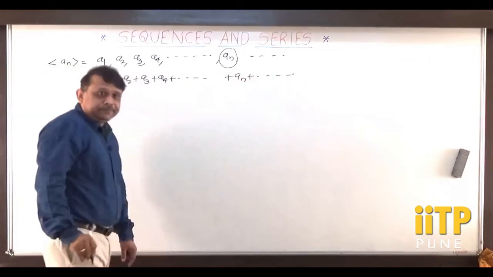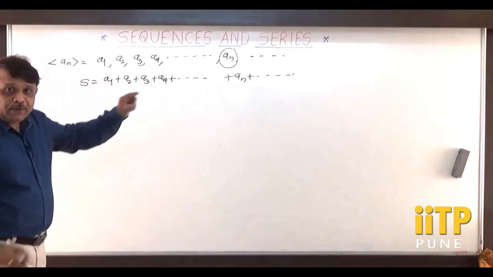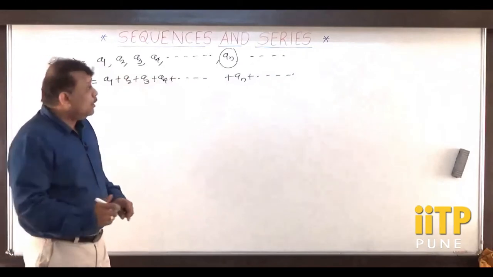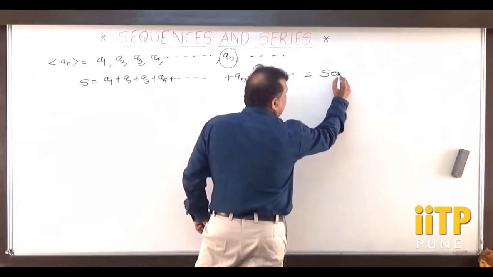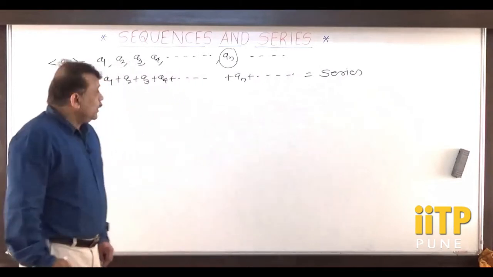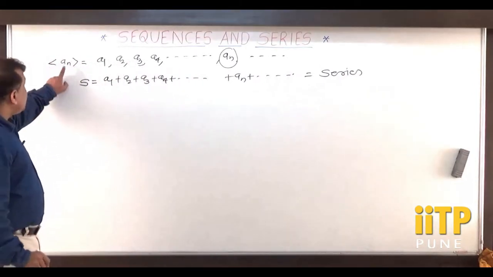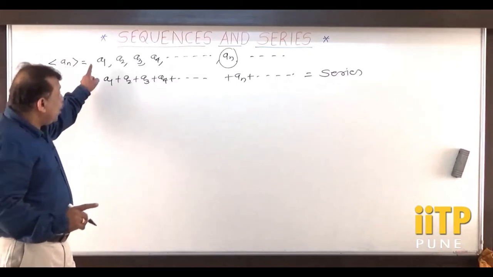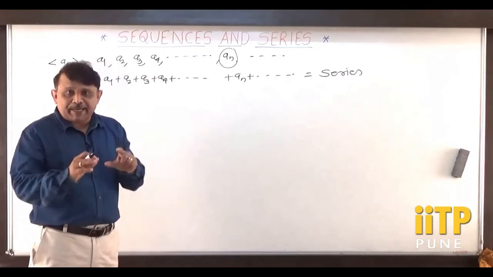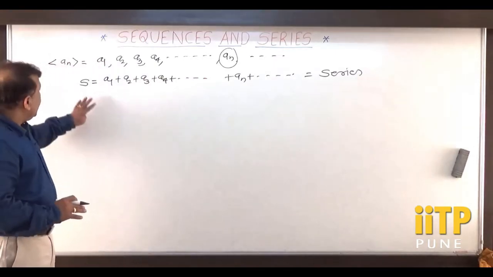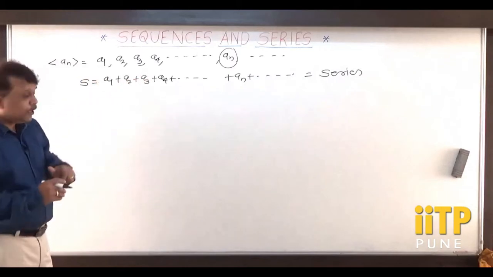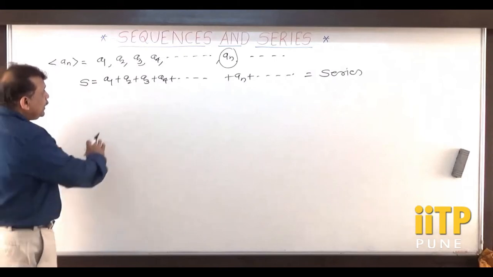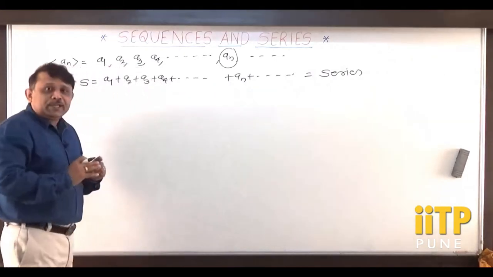plus dot dot dot. Now this sum, which is obtained by adding the terms of the sequence, is called a series. So this is nothing but a series. This is the series which corresponds to the sequence bracketed an, which is obtained by adding all terms of the sequence bracketed an. So this series is obtained by adding all the terms of the sequence. So it is represented by S.